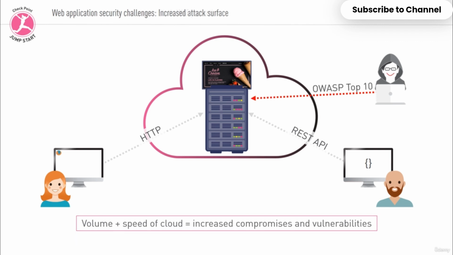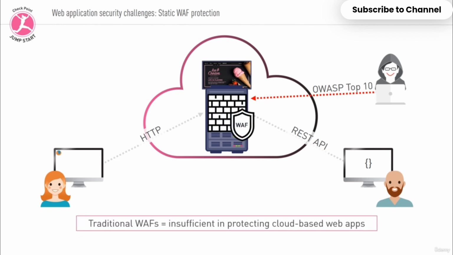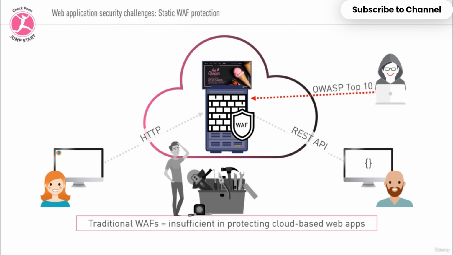surface. This, together with the sheer speed with which they are developed, deployed, and updated, can lead to increased compromises and vulnerabilities. Traditional rule-based web application firewalls, also known as WAFs, are simply insufficient in protecting the increasingly complex cloud-based web applications. At the core of this incompatibility is the notion that any solution requiring manual tuning of application security will never match the pace of development and deployment of applications in the cloud. This is because traditional WAFs are based on static rules, whereas the process of development and deployment of cloud-based web applications is more dynamic than ever.